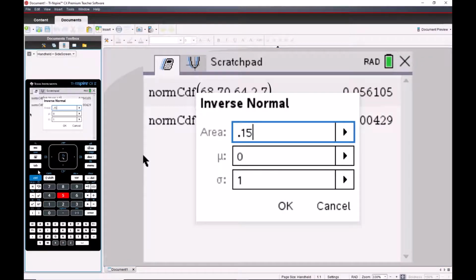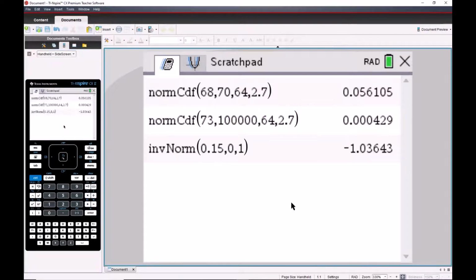Now I did have students that put in the 64 and the 2.7 and got the right answer, right? That's fine. I've seen the calculator betray me from time to time, so I'm just going to leave it like that, like I'm in a standard normal curve, and it's negative 1.0364.